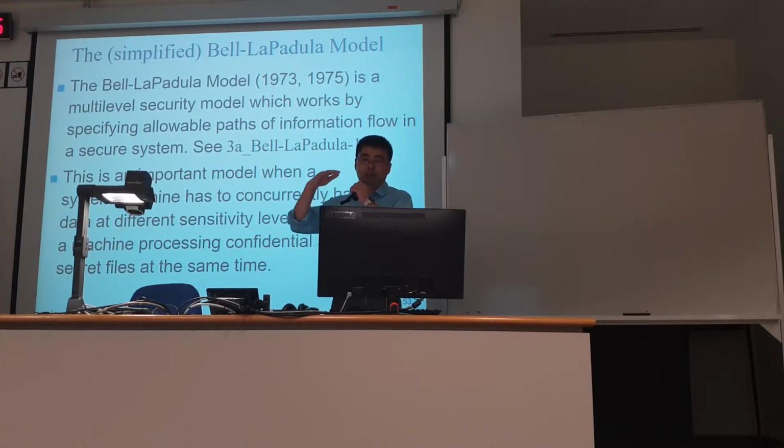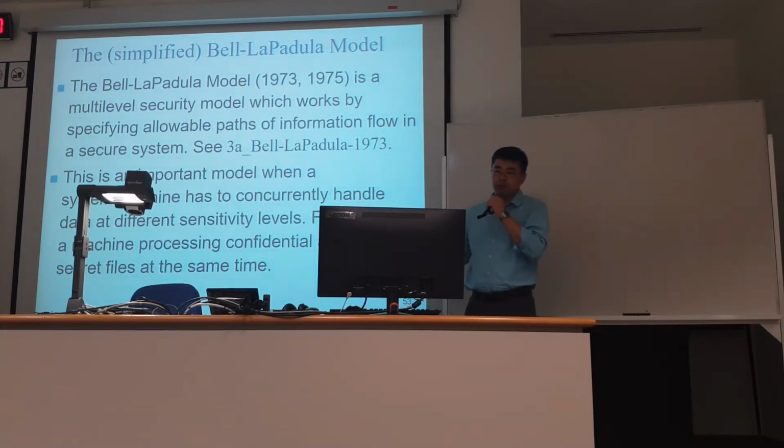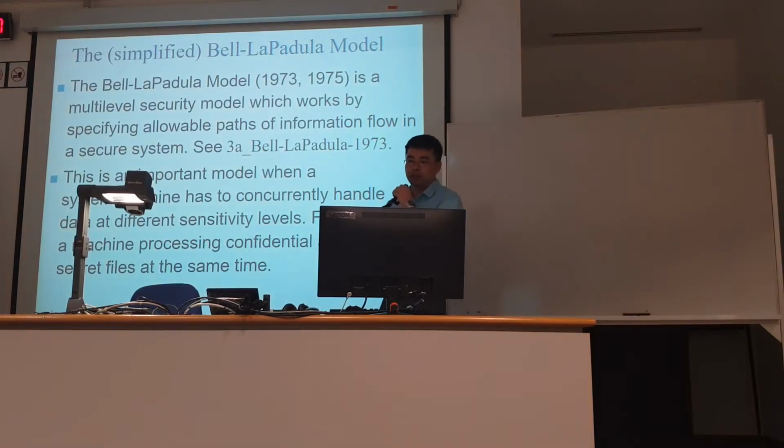For example, top secret will dominate, that means is higher than, secret. Secret will dominate confidential. Confidential will dominate unclassified. So we have very clearly defined levels. So this is in a single domain or one dimension.